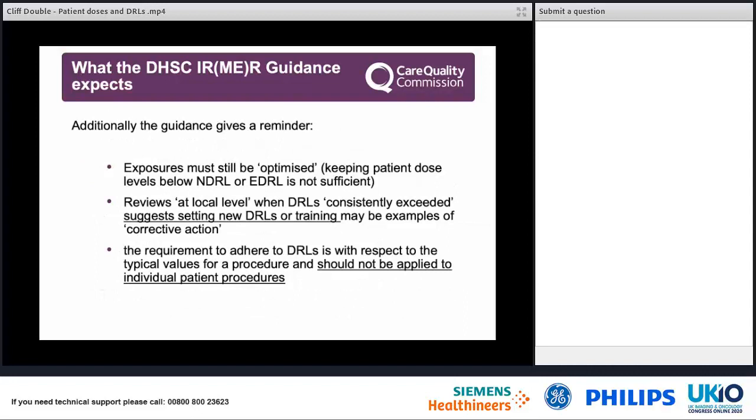Exposures must still be optimised. Simply keeping patient dose levels below national and European levels isn't sufficient. It tells us more about reviews at local level and what to do when consistently exceeded, and suggests setting new DRLs or training might be examples of corrective action. Finally, I've said that the requirement to adhere to DRLs with respect to the typical values for exposure shouldn't be applied to individual exposures. I'll have something more to say about that on the very last slide, so you'll have to wait a little bit longer.